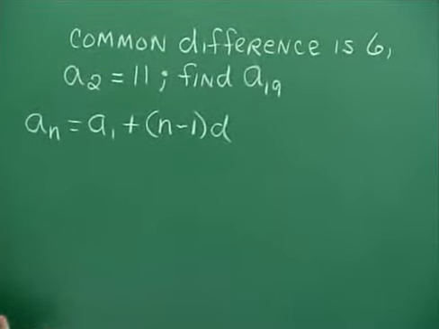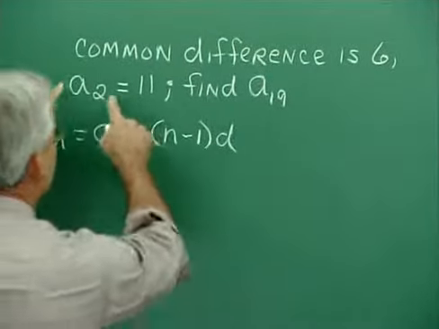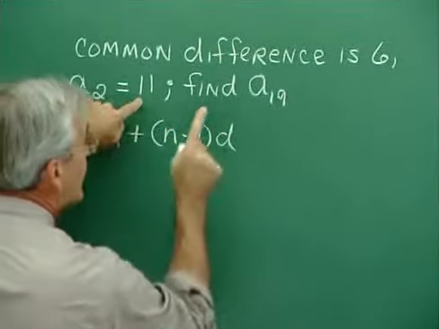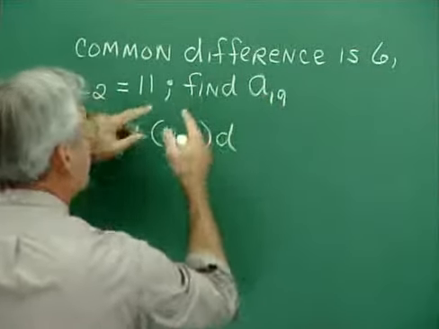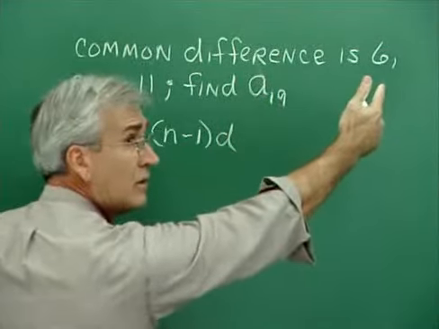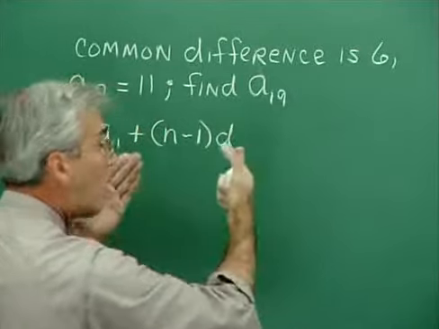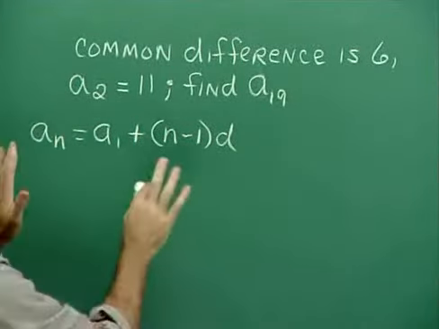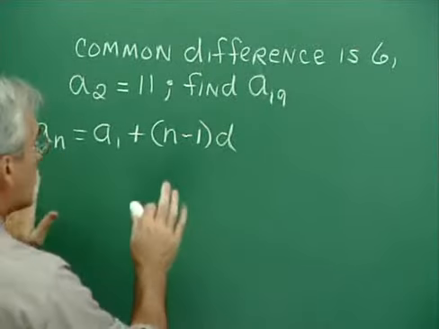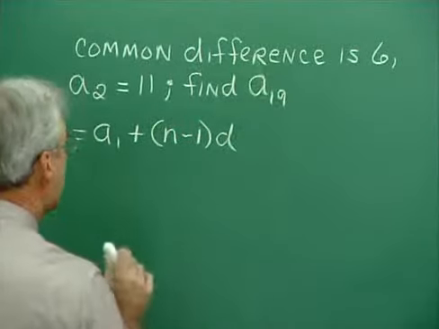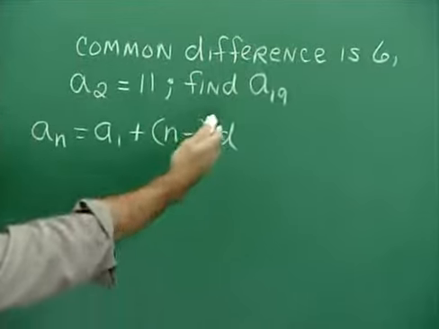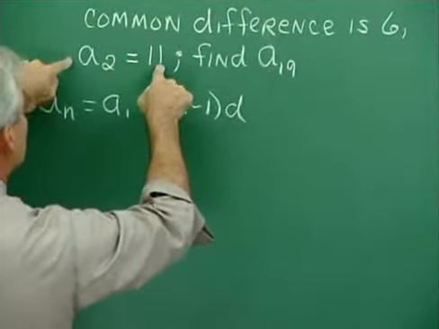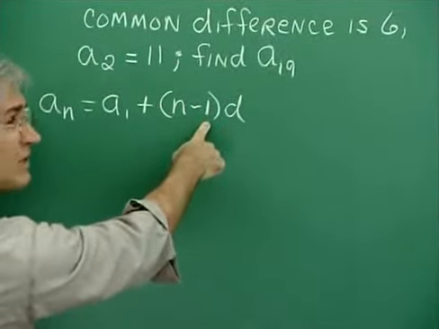There are really 2 ways that we can find a sub 1. If we know that a sub 2 is 11 and the difference is 6, then let's backtrack. 11 minus 6 would give 5 for that first term. So a sub 1 we know to be 5. But let's take a more general kind of approach than just that kind of manipulation. Let's put the information about the second term into the general model and see what happens.